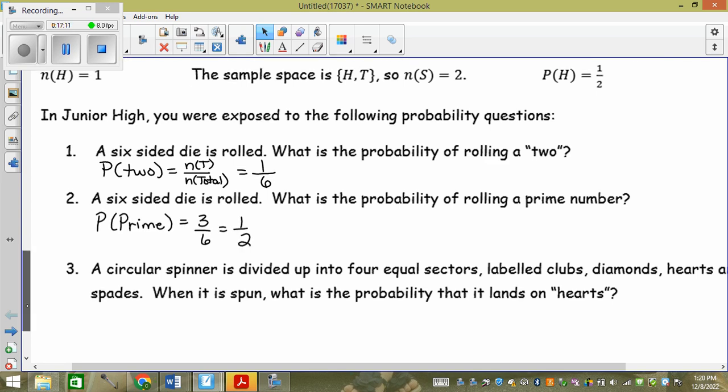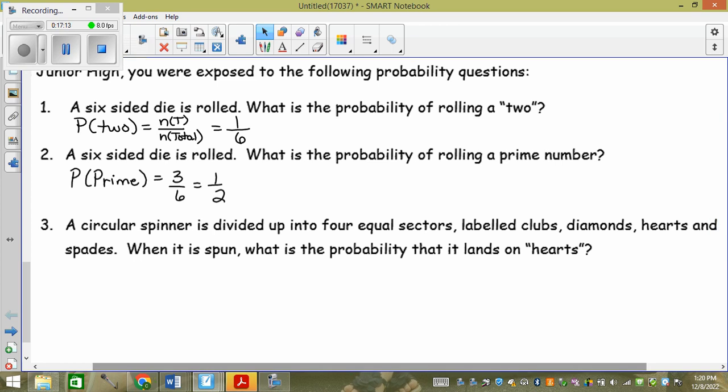And here it says a regular spinner is divided up into 4 sections labeled clubs, diamonds, hearts, and spades. When it is spun, what's the probability of landing on hearts? How many hearts are there? No. 4 sectors. This has nothing to do with cards. There are 4 sectors. There's 1 that's clubs, diamonds, hearts, and spades. How many heart sectors are there? 1 out of 4.